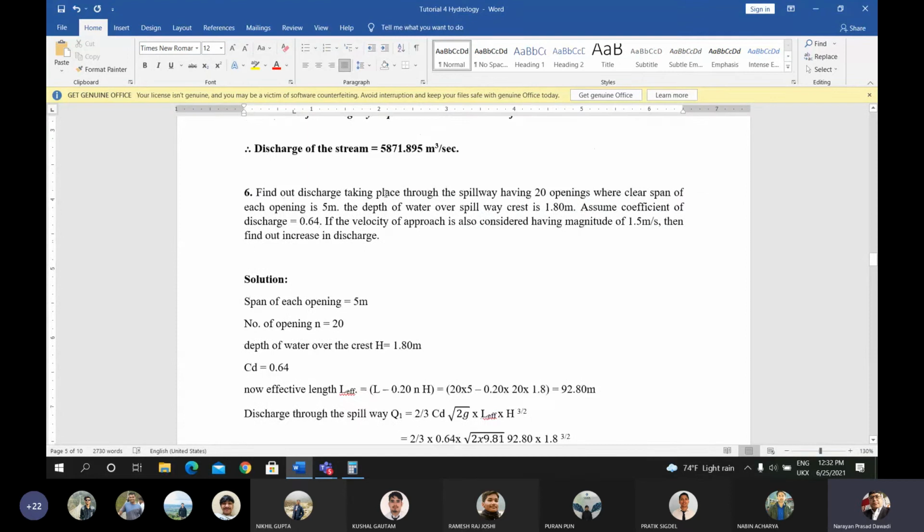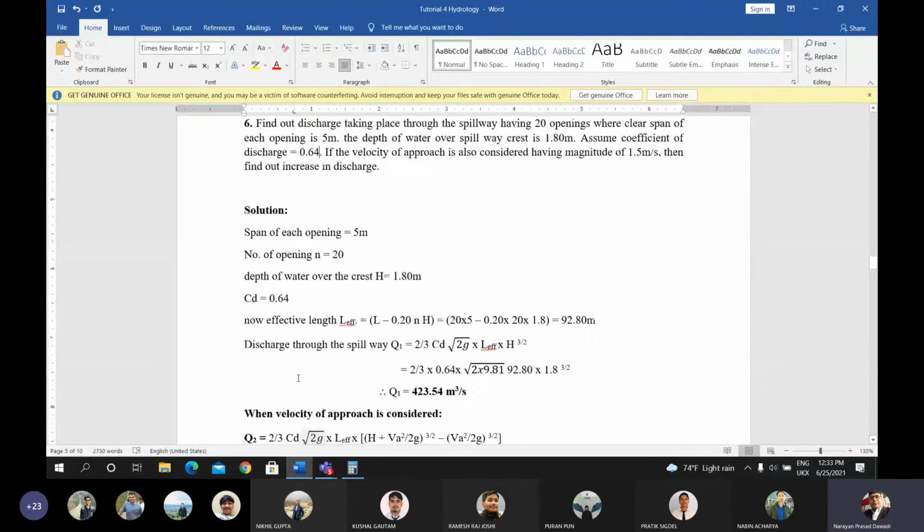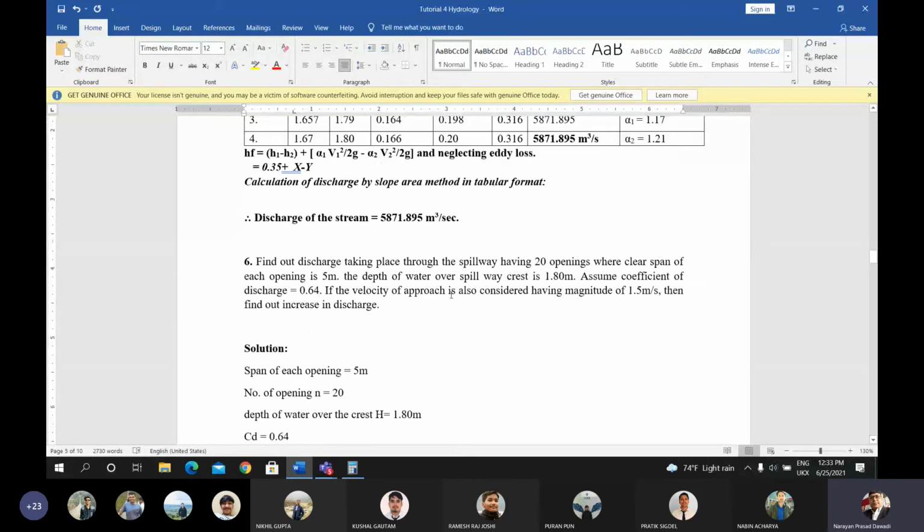Okay, after using this formula, for the first question, find out the discharge. Okay, for the first question, the discharge is 423.54 meter cube per second after putting in the variable values. Now, when the velocity of approach is considered for the second question, the magnitude of the velocity of approach is 1.5 meter per second. Then find the increase in discharge. If you consider the velocity of approach, what will be the discharge, and that is the increase from the previous one. Okay, this is the second question.